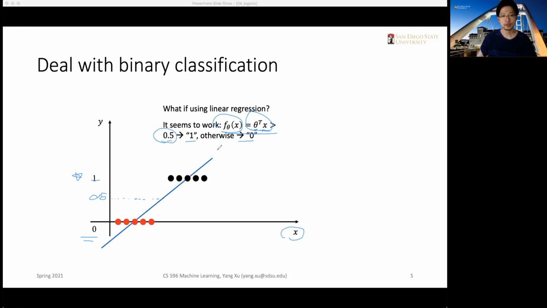So if we fit the linear regression, the ultimate model will look like this, indicated by this linear line. Okay, so it looks like it's working, right? Given all the data points, we can always fit a linear model. But this way is actually problematic.